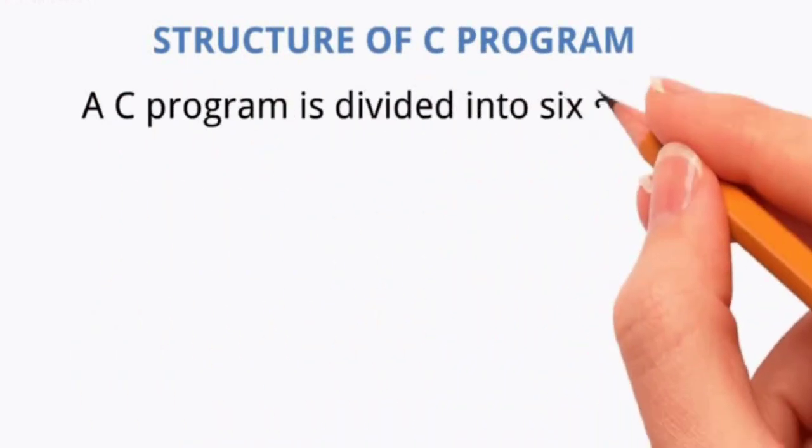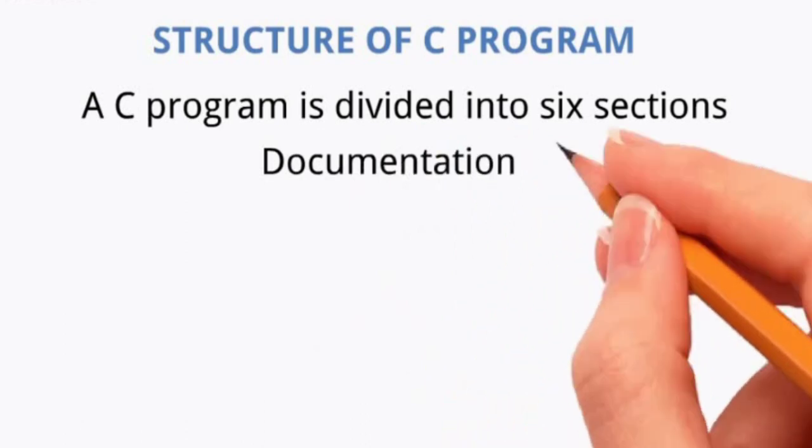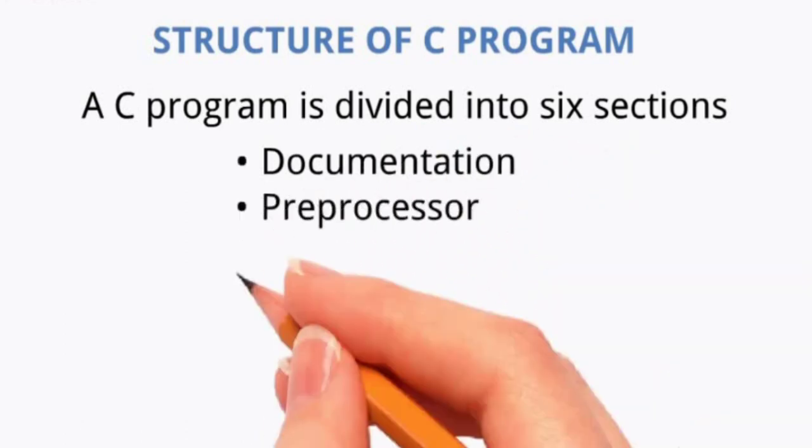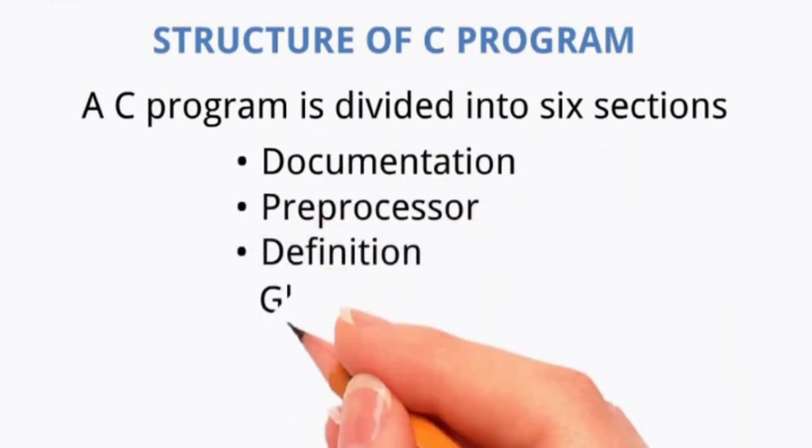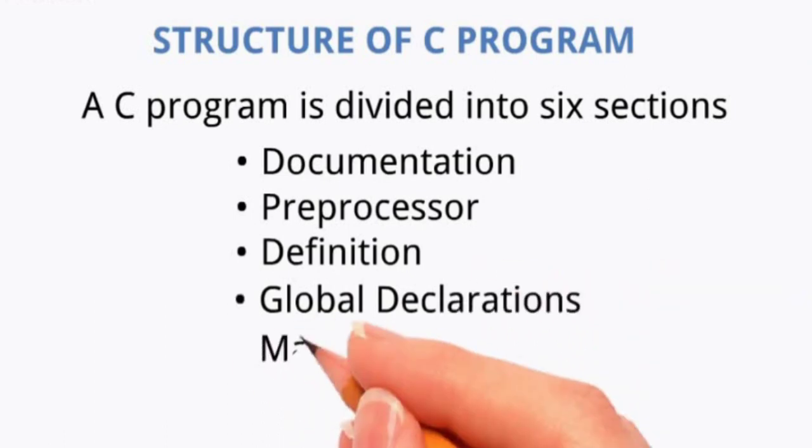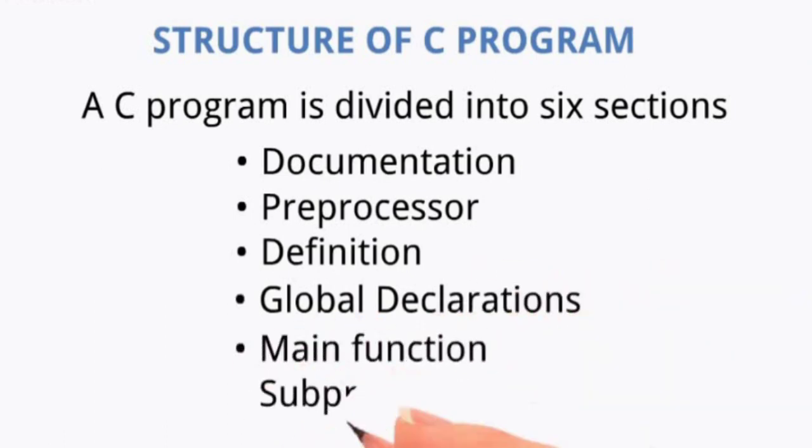Let me see the structure of C program. C program is divided into 6 sections. One is documentation, preprocessor, definition, global declarations, main functions, and finally subprograms. Let me see one by one through code block IDE.